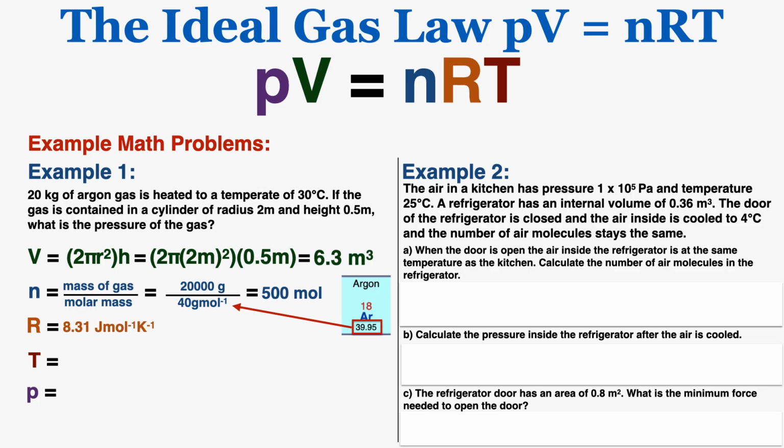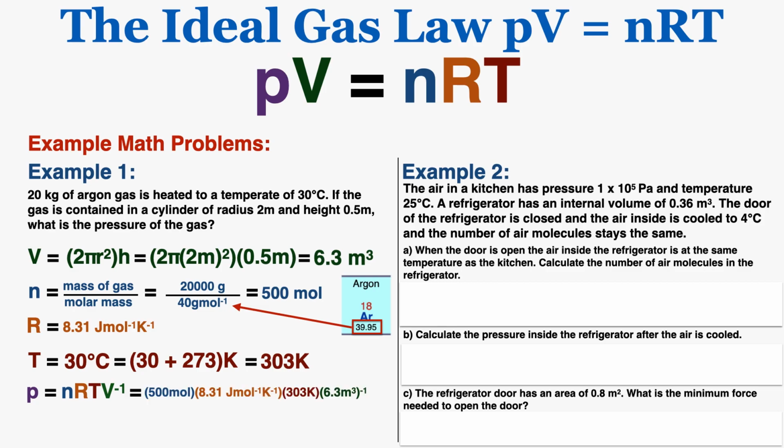R is always that same constant no matter what. And T is 30 degrees Celsius, but I need that measured in Kelvin. So I add 273 to get 303 Kelvin. To find the pressure, I just use the equation and isolate P, so I divide both sides by V. And when I plug in all the numbers that I have, I get a pressure of 2 times 10 to the 5th pascals. So that's how you would solve a math problem using PV equals nRT.